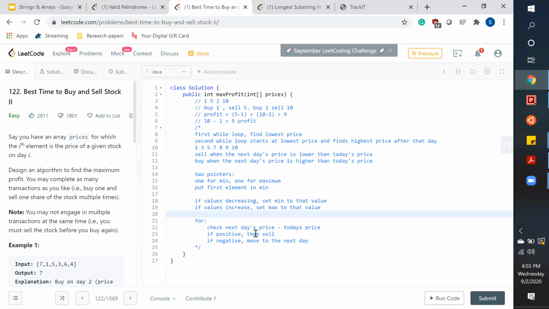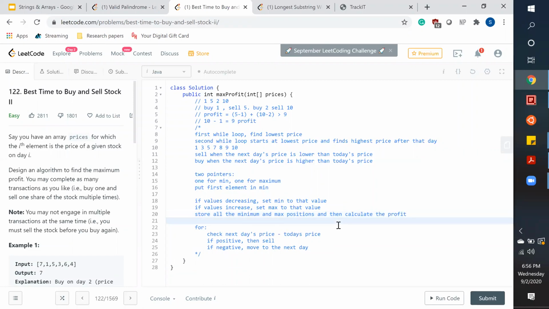So at this point, when do you actually calculate the profit? Because you've just told me how to update the min and max pointers. Yeah, so once we iterate the whole array, we'll find the minimum and maximum positions and their values, and then we'll calculate the profit at the end of the loop. Minimum is a variable and maximum is a variable. Okay. Yeah, so that solution actually sounds good to me.